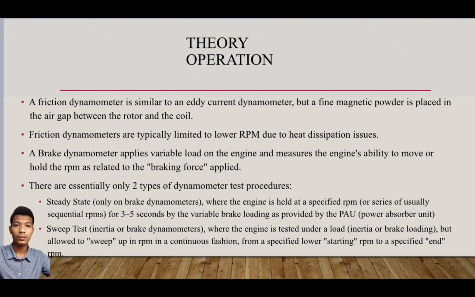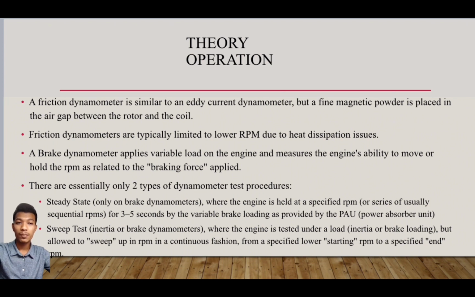Today I will continue about the friction type of dynamometer topic. Theory of operation: a friction dynamometer is similar to an eddy current dynamometer, but a fine magnetic powder is placed in the air gap between the rotor and the coil. Friction dynamometers are typically limited to lower RPM due to heat dissipation issues.